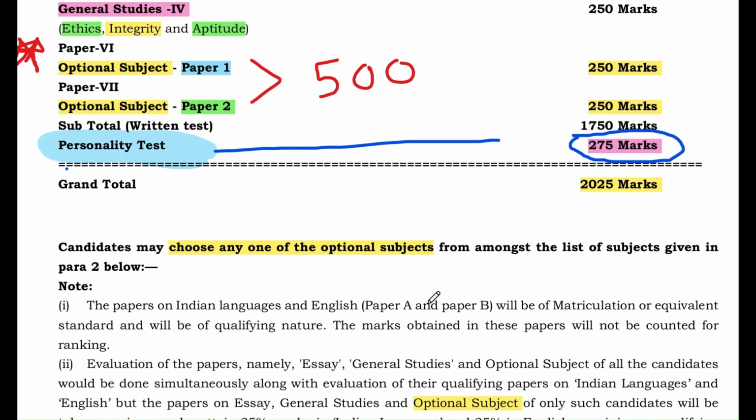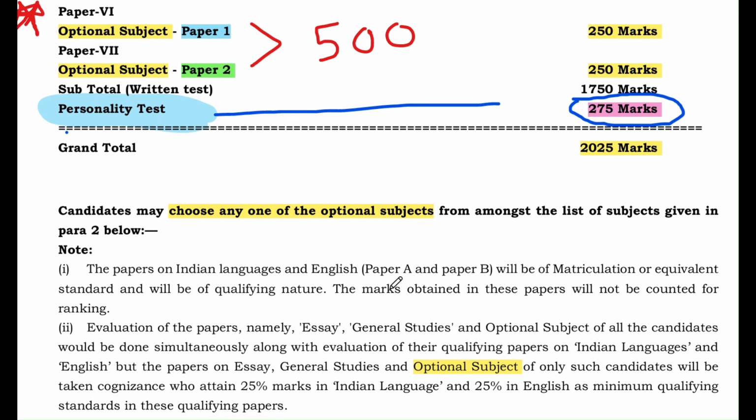Then the optional subject. Every aspirant has to choose one optional subject, and any subject can be chosen. We have chosen PSIR, Political Science and International Relations, where there are two papers, Paper 1 and Paper 2. These two papers are 500 marks. In the overall mains syllabus, it is a merit-scoring subject of 500 marks, a huge margin through which we can come to a higher rank in merit. That's why the optional subject is very important.